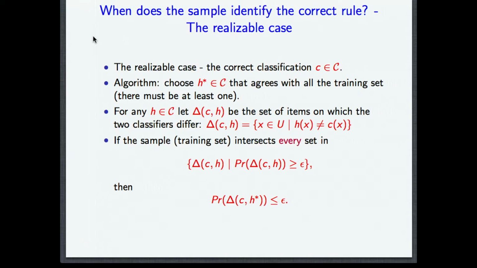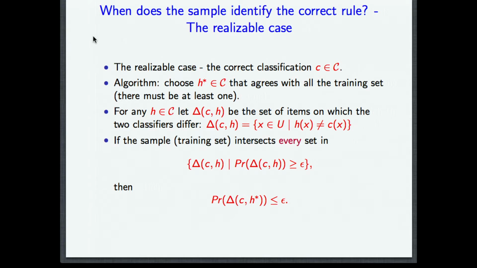In that case, the probability that I make an error, if I choose this one, means that there was no sample that showed me that this one is wrong, and therefore it has to be correct up to an error bounded by epsilon.